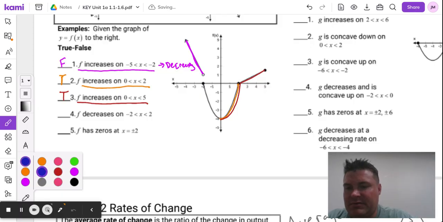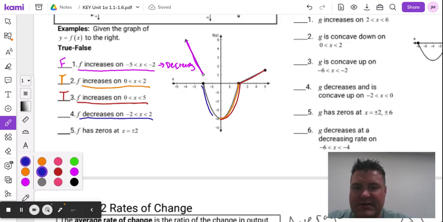The next one in blue: f decreases from -2 to 2. So far it looks good for decreasing, and then what does it do? Then it increases. So f decreases, then increases. So it's not decreasing the entire time. This is going to be F for false.